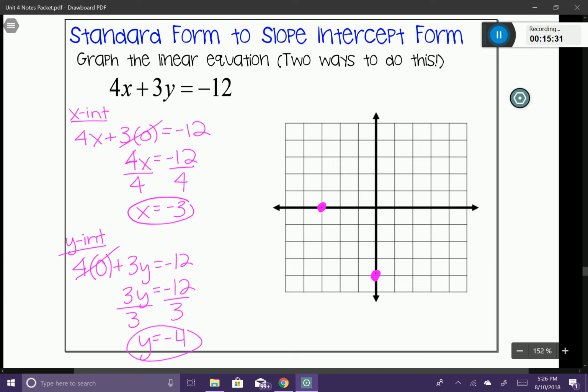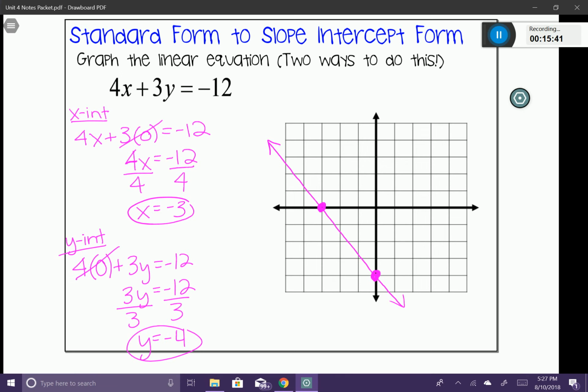Once you have those two intercepts, what you can do is you can just do this. Connect your dots, draw your line, draw your arrows, and you have your linear equation. So that's the first method on what you can do to solve this type of problem.